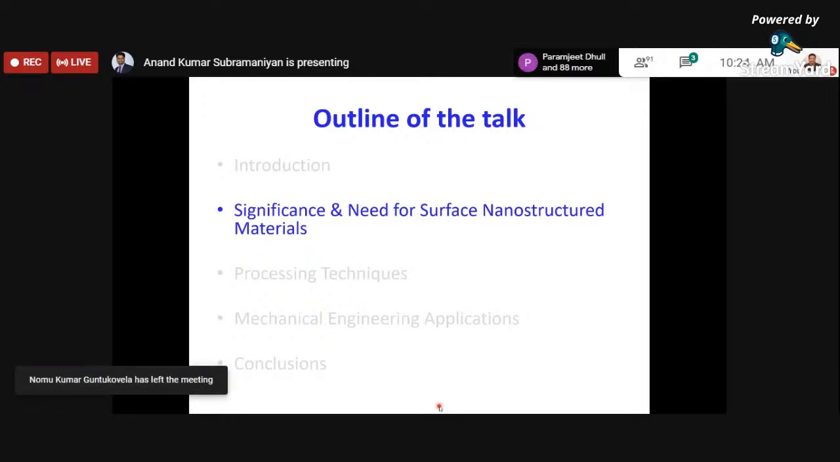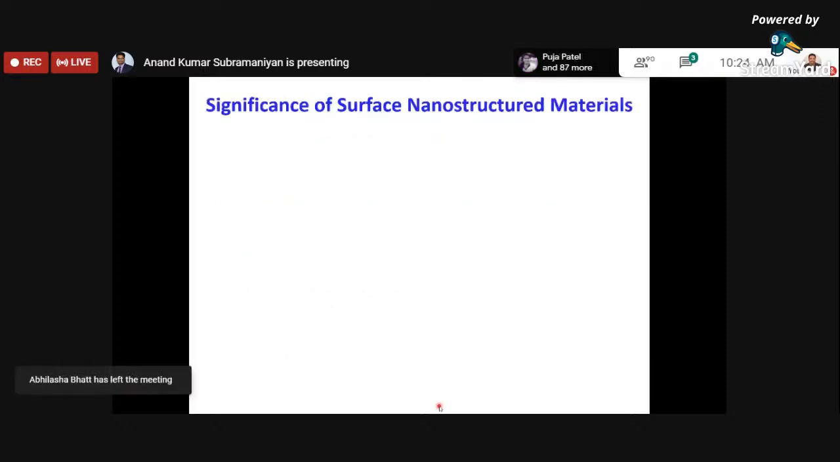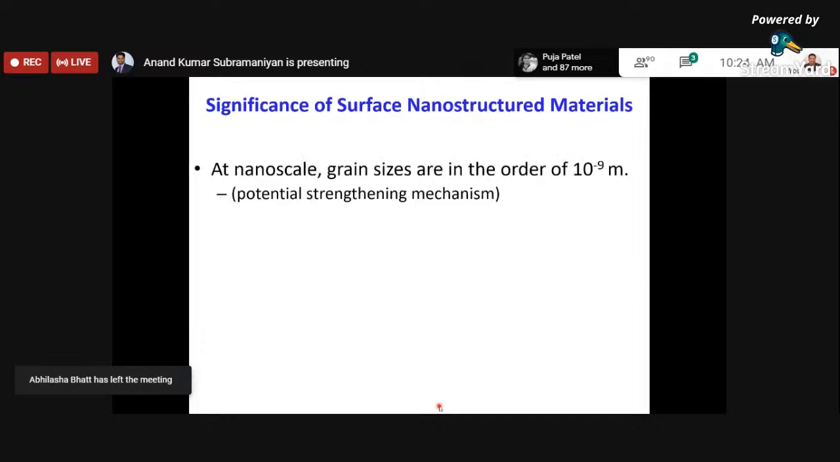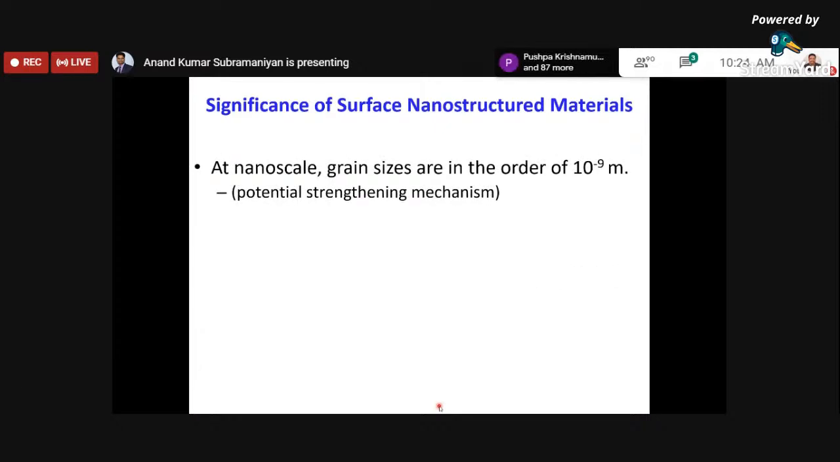So what we are going to look at is trying to understand the power of these surface nanostructured materials, and whether we can use them for our convenience for improving the life of the components, primarily the mechanical engineering components that we saw in the previous slide, right? So now quickly to look at, for example, the significance of surface nanostructured materials.